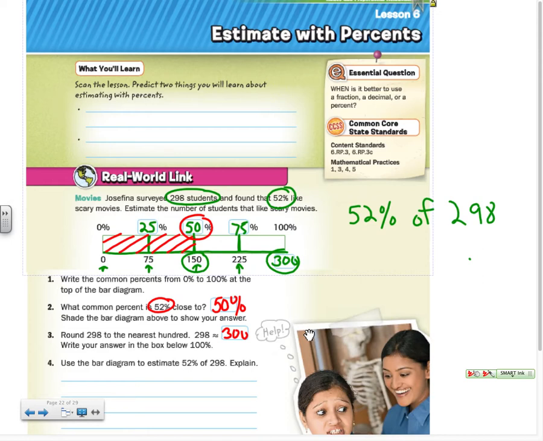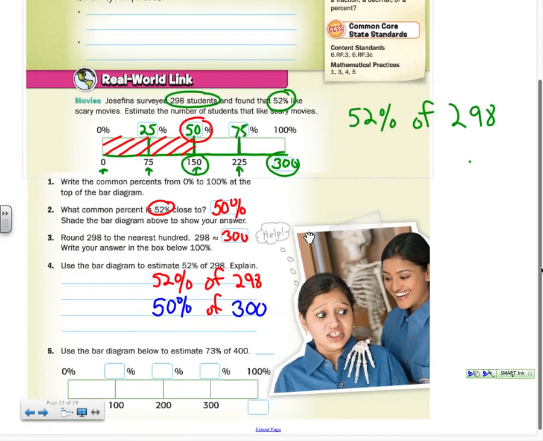So my answer in the box below, use the bar diagram to estimate 52% of 298. So what we did was we took 52% and we rounded it to 50%. And then we took 298 and rounded it to 300. And I know from working with my fractions, fraction of a number, 50% means half. So half of 300 is 150.